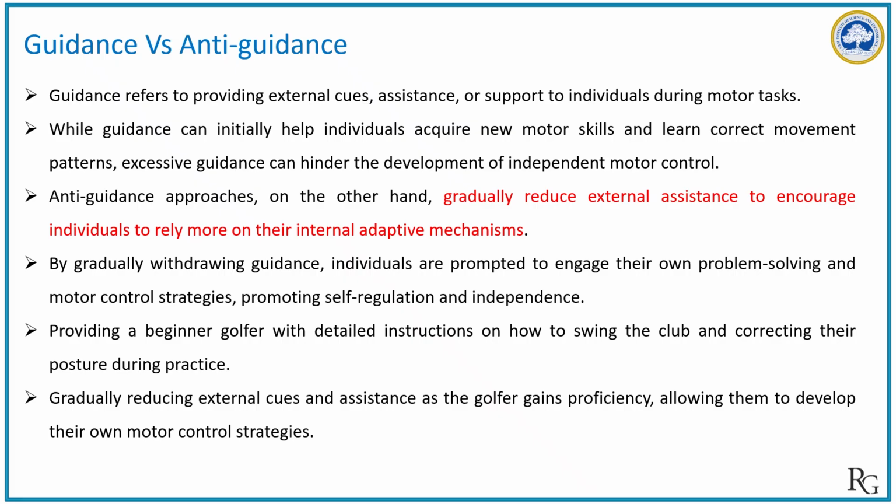However, if we continue to provide too much guidance for a long time, it can actually oppose the development of independent motor control. So this is very similar to the crutch effect. The other one is anti-guidance. In coordination with the guidance, this is what anti-guidance has a role to play. Anti-guidance involves gradually withdrawing support, encouraging individuals to use their own internal mechanisms such as proprioception, error correction, and cognitive strategies to perform the task.